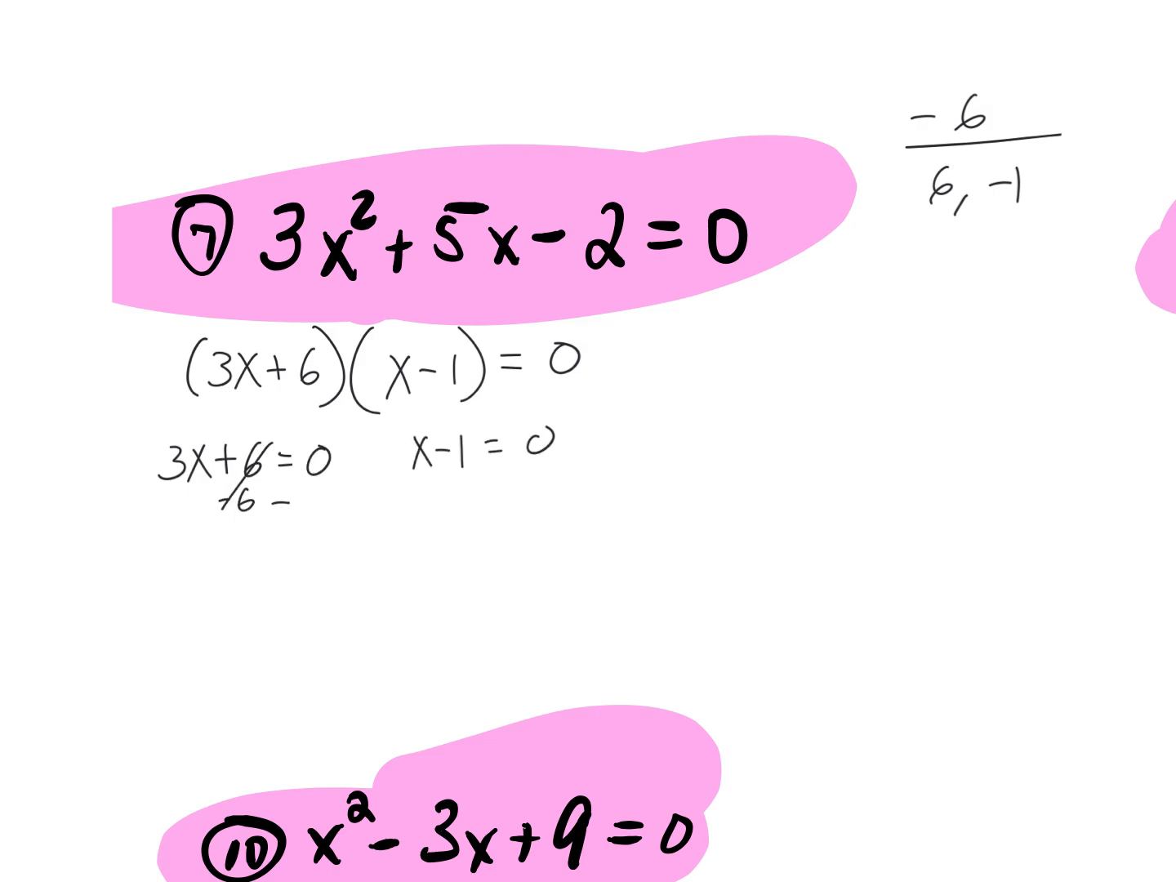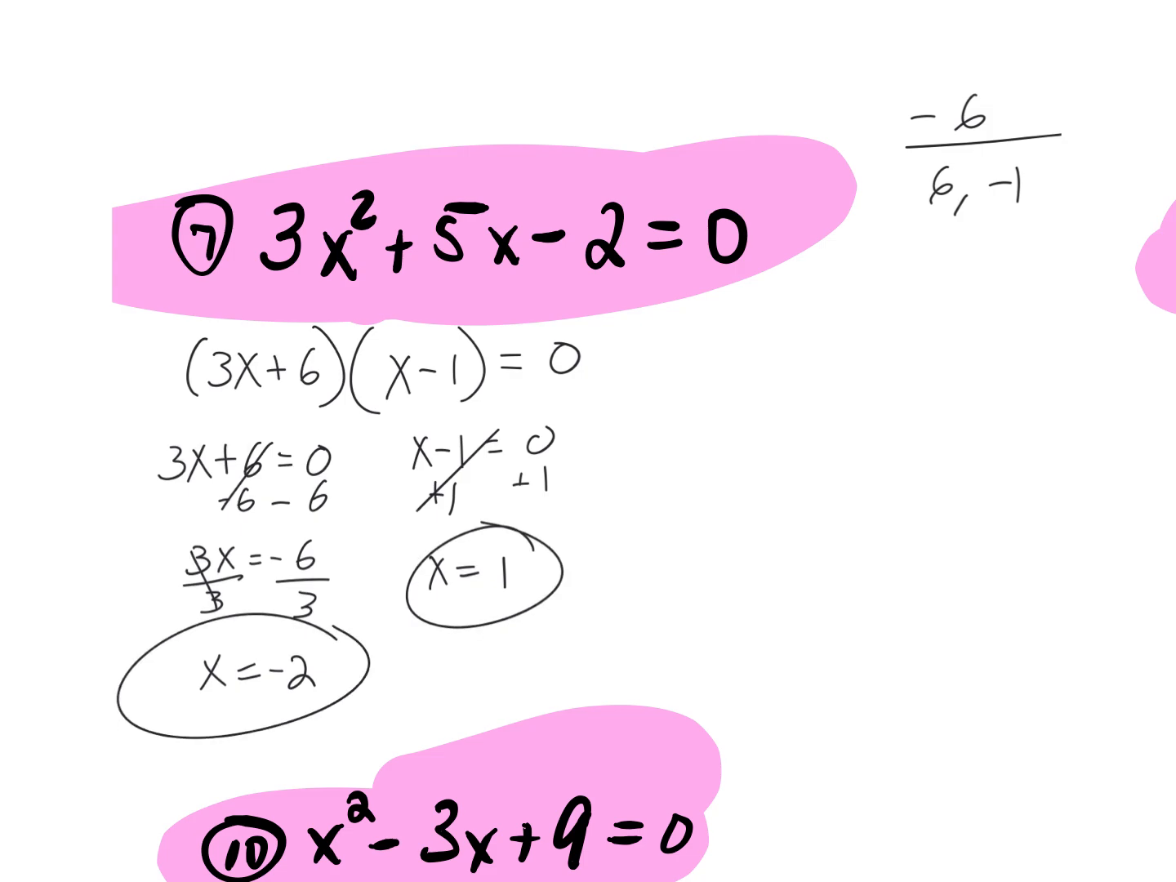I'll subtract the 6, and I'm left with 3x is equal to negative 6. I'll divide by 3 on both sides, and I'm left with x is equal to negative 2. And then for the other one, I'm going to go ahead and add the 1, and I'm left with x is equal to 1.